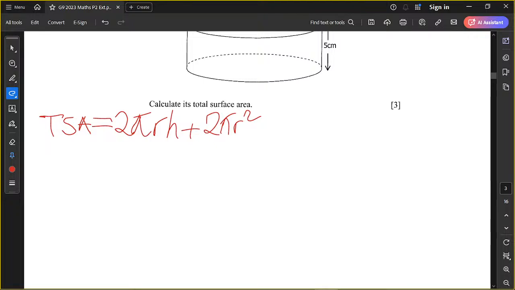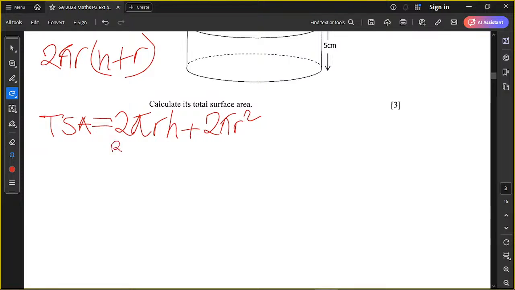The other one we can use is the factorized one, where we say 2 pi r, because 2, pi and r are found in both, we write them as a common factor, then we open bracket, then we say h plus r. Even this formula can work as well.